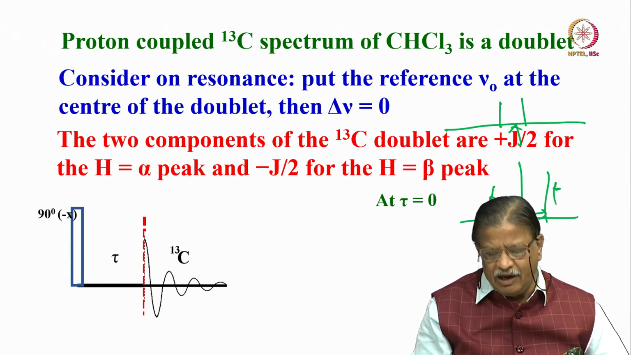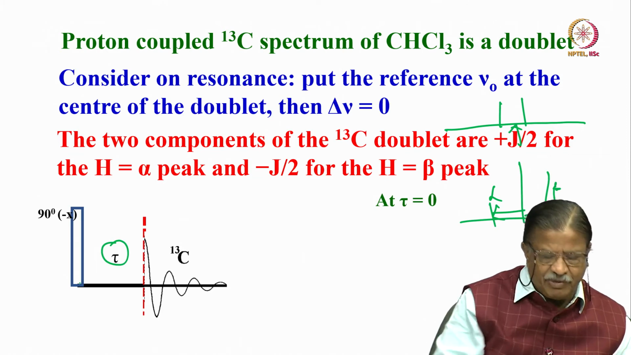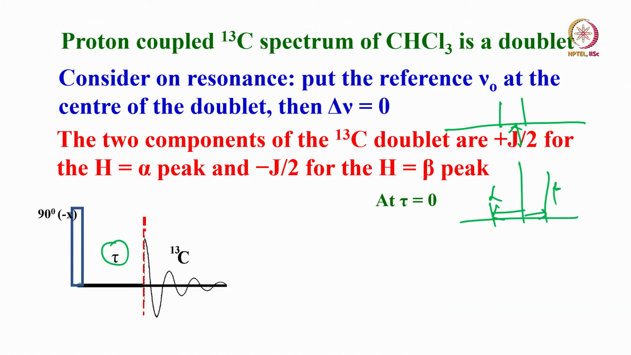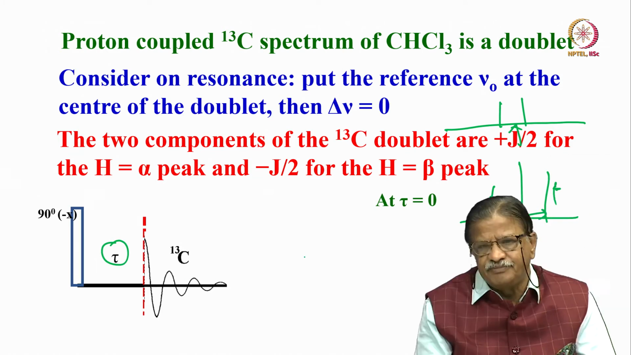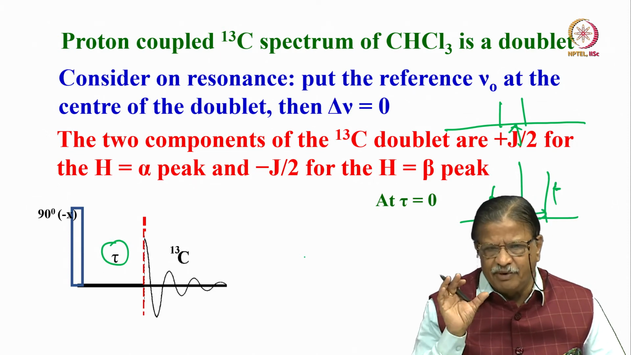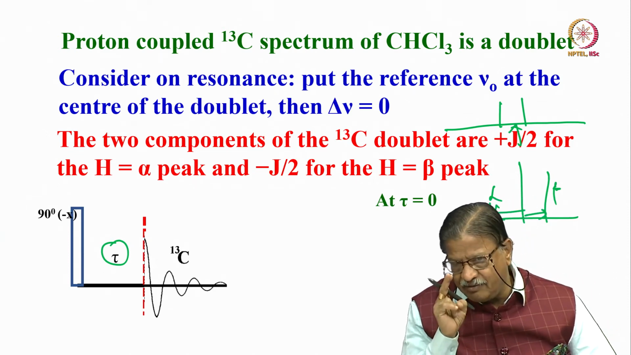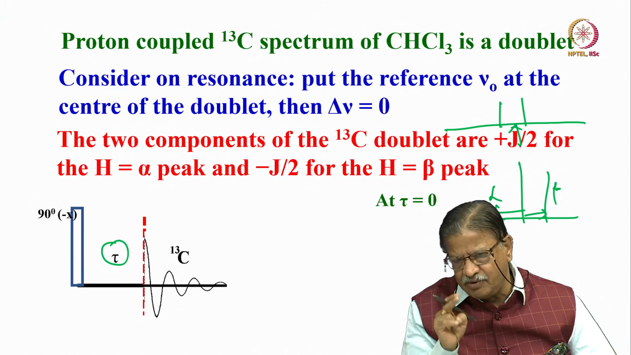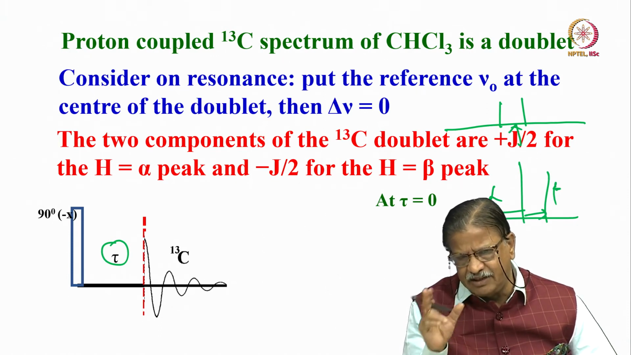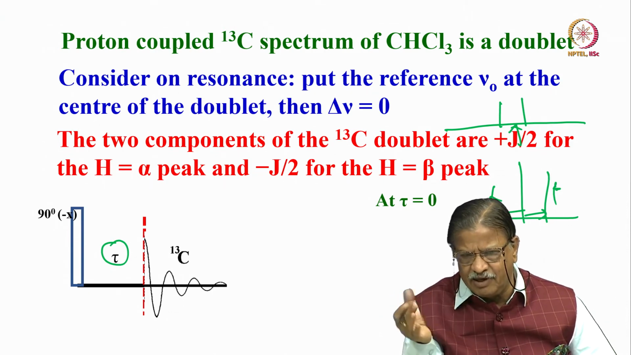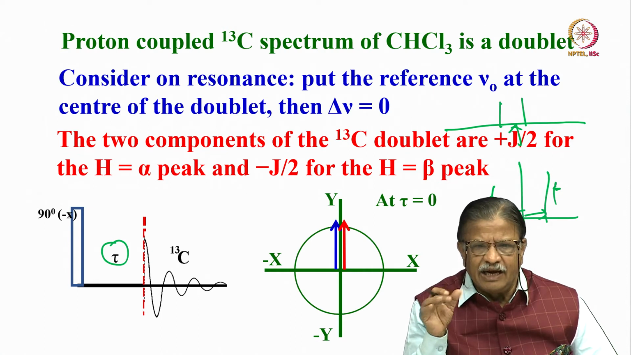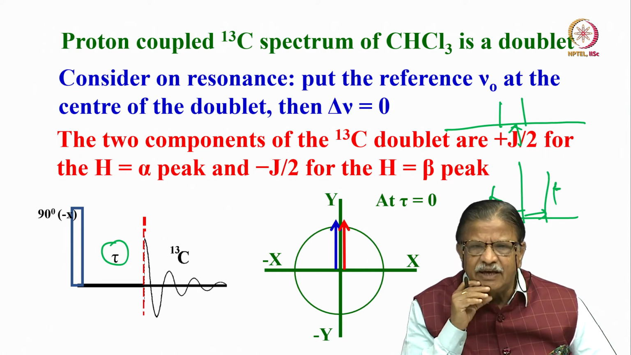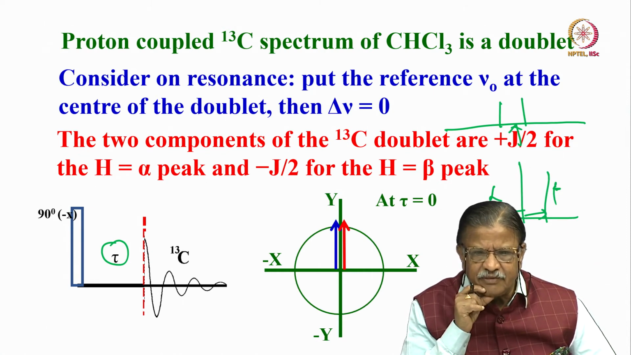So at t equal to 0, I wait for some time, apply a 90 degree pulse, wait for a certain time, and start collecting the signal. You will see what is going to happen now. Two components of the doublet I have taken. A CH doublet means one is at J by 2 and the other is at minus J by 2 from the center. One is the alpha peak, the other is the beta peak. You know what is minus J by 2 and what is plus J by 2. And now the magnetization initially will be like this.